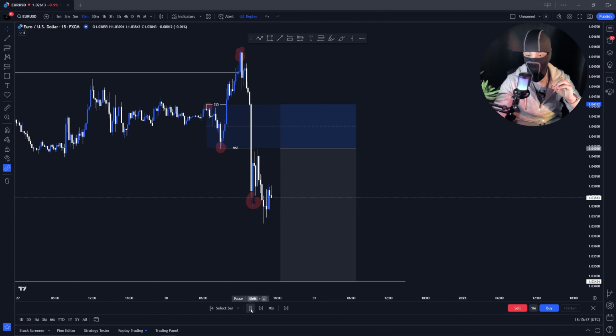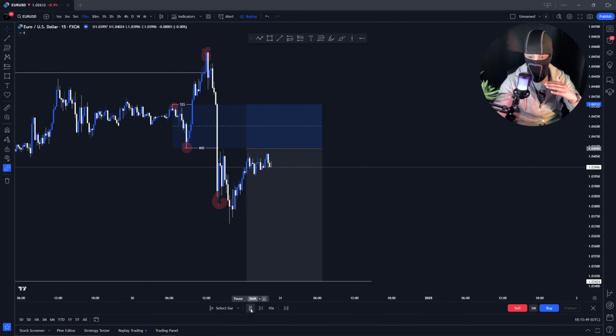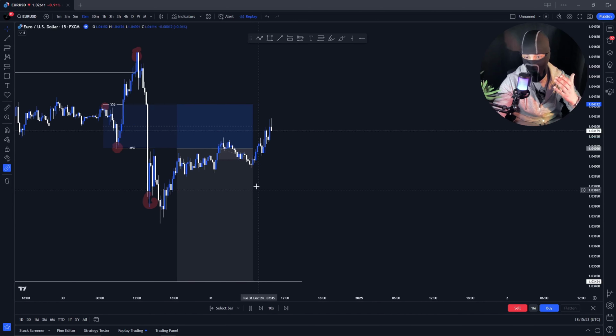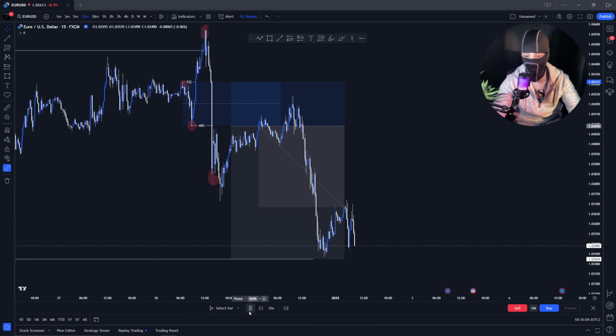Does that make sense? And you guys can see what happens. Price slowly comes back in. Any second now, we get tagged in. I wouldn't be trading this because it's too early in the day. And as you guys can see, eventually the TP gets hit.